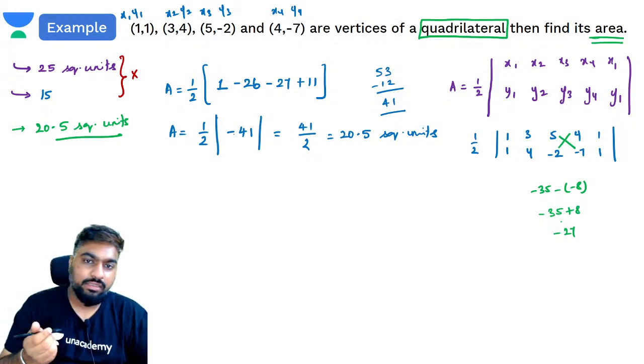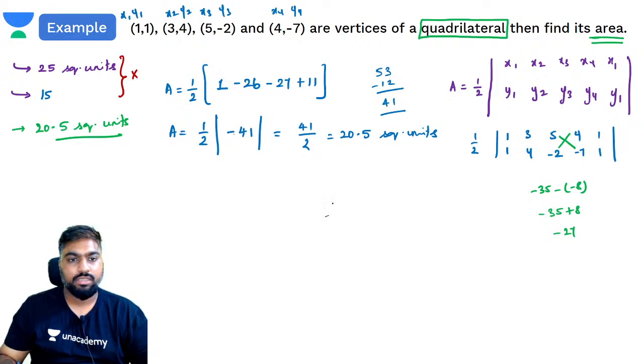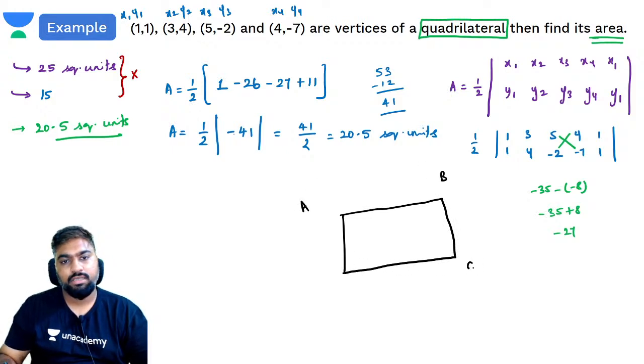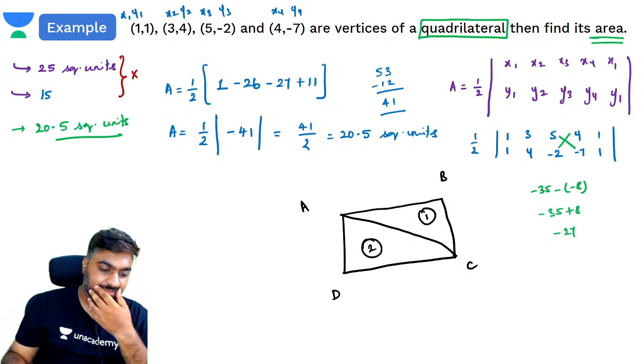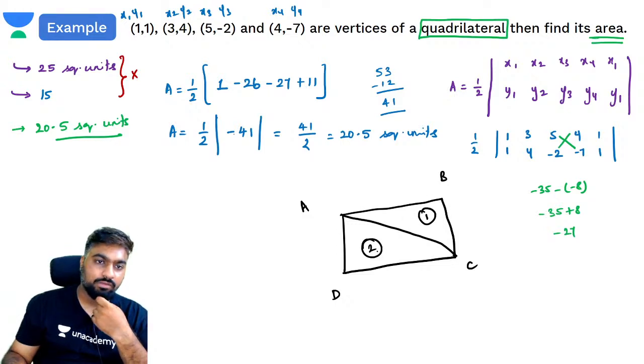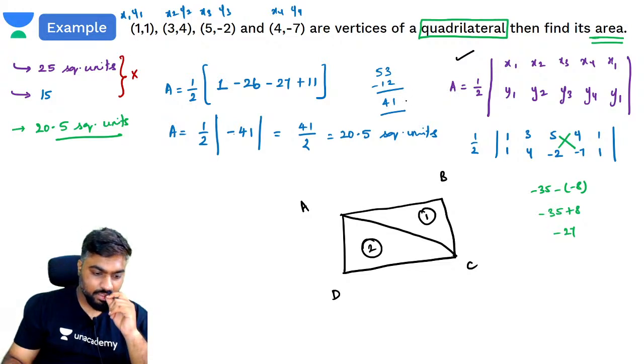If this is confusing, then what you can do is go by area of the triangle also, if you want. Let's say these are the 4 vertices A, B, C, D, then find out the area of this triangle and the area of this triangle and add them. But that is even longer, this is the best method. Done?